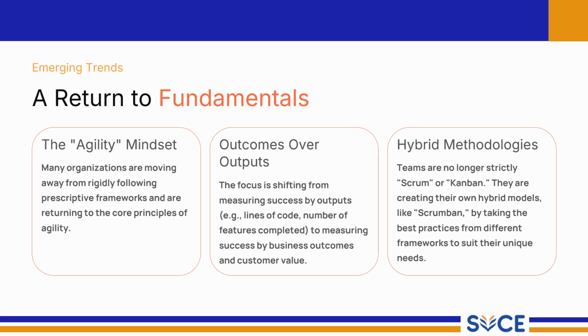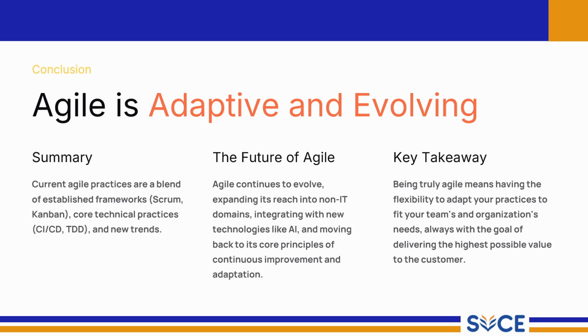So, where does the evolution take us? Let's summarize. Agile today is a beautiful blend of classic and modern practices, from Scrum and Kanban to CI/CD, AI integration and hybrid models. Agile continues to evolve, expanding beyond IT, aligning with DevOps and rediscovering its true spirit of continuous improvement and flexibility.